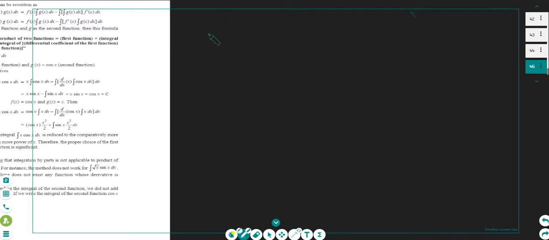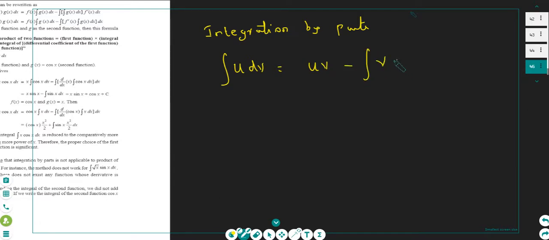Okay, so we are going to see integration by parts. The formula is integral of u dv equals uv minus integral of v du. Let's take an example.